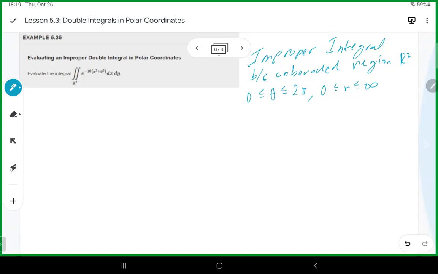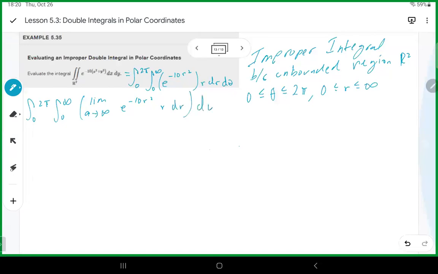Using the change of variables from rectangular coordinates to polar coordinates, we're going to get the following. In other words, we're going to rewrite that. It's going to be from 0 to 2 pi, and then from 0 to infinity, e to the negative 10 r squared, r dr d theta. So 0 to 2 pi, 0 to infinity, the limit as a approaches infinity of e to the negative 10 r squared, r dr d theta.